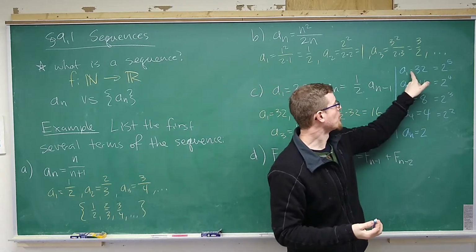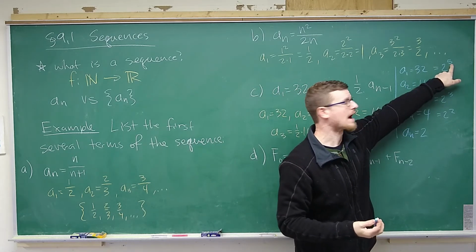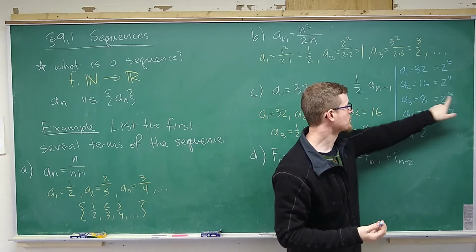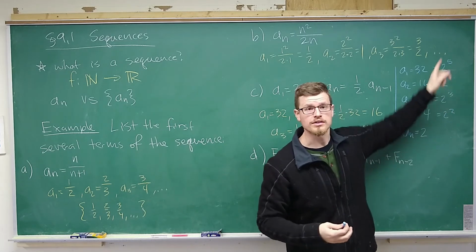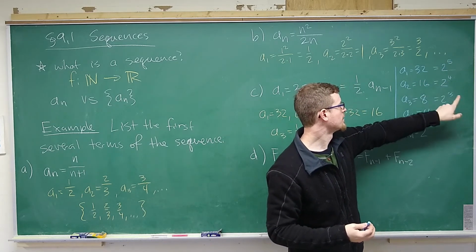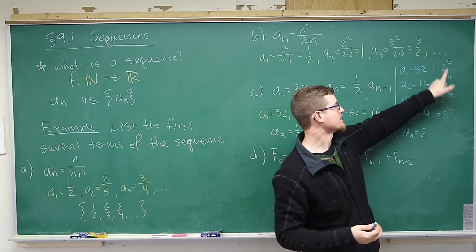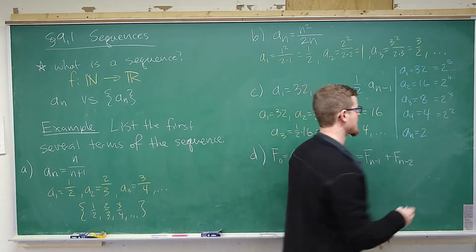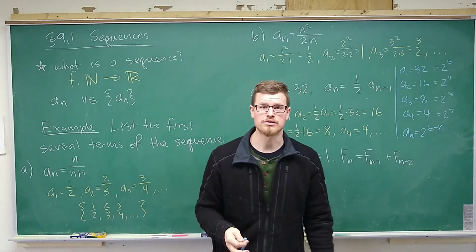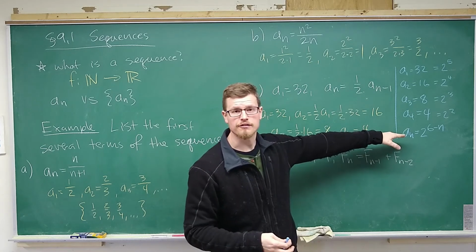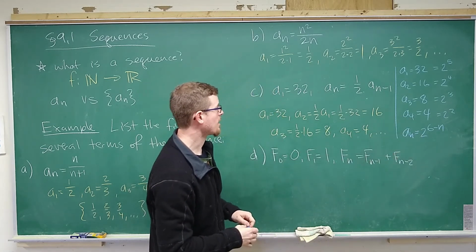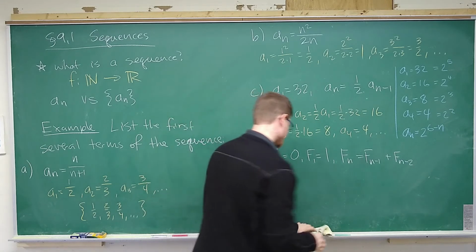Well, when n is 1, it's 5. When n is 2, it's 4. When n is 3, it's 3. Notice 6 minus 1 is 5. 6 minus 2 is 4. 6 minus 3 is 3. So as I take 6 minus n, I get exactly the exponent that I'm interested in. So this is an explicit definition, or a definition in terms of n for the nth term of the sequence. Excellent.